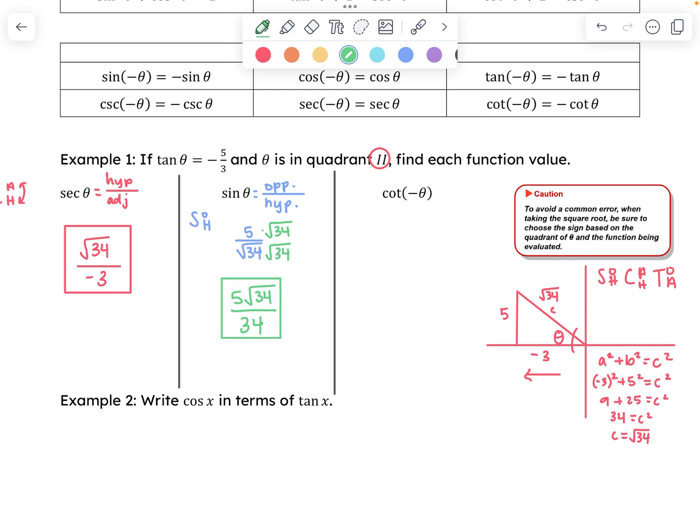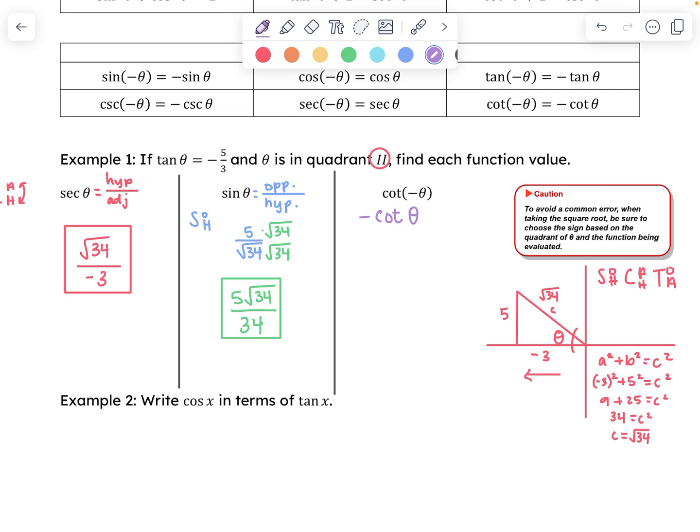And then I've got cotangent of negative theta. So first thing is I'm going to use my even odd identity that I have right here. Cotangent of negative theta is the same thing as a negative cotangent theta. So negative cotangent of theta.